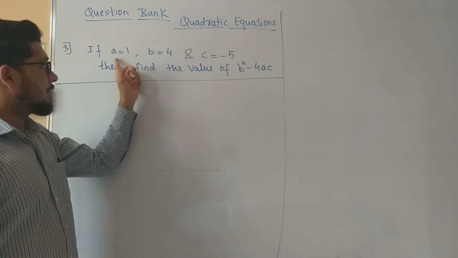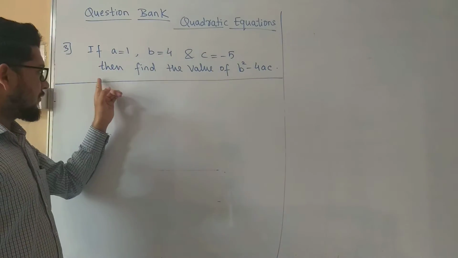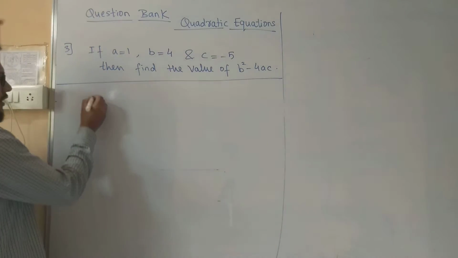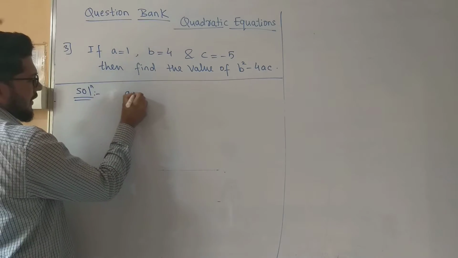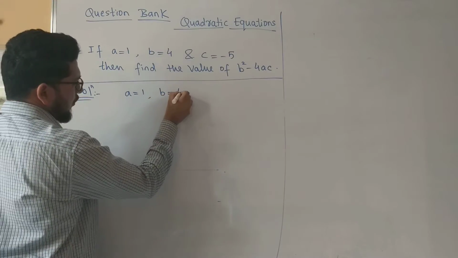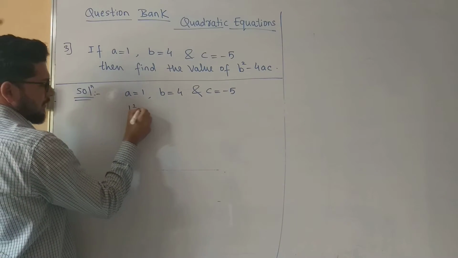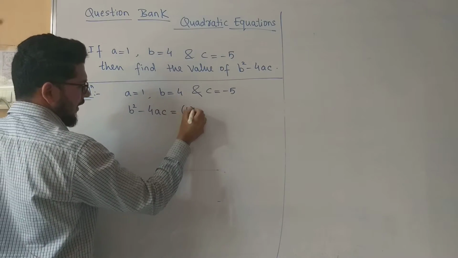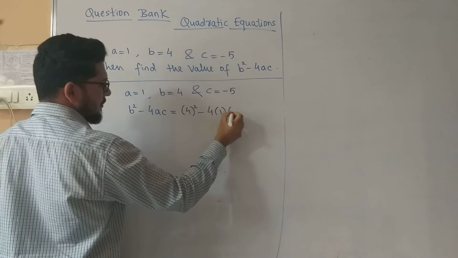Here the values of a, b and c are given: a equal to 1, b equal to 4 and c equal to minus 5. We have to find the value of b square minus 4ac. How will we write? First we write the values of a, b and c. After that we write the formula: b square minus 4ac equals 4 square minus 4, the value of a is 1, the value of c is minus 5.